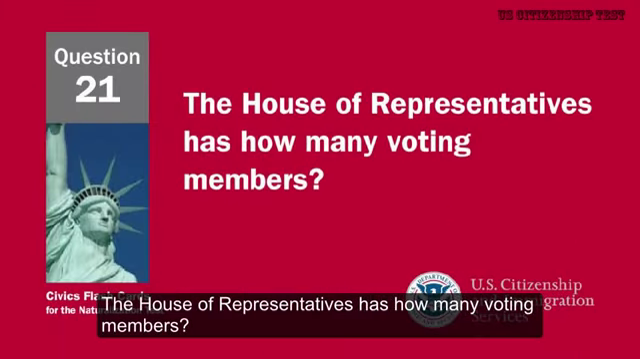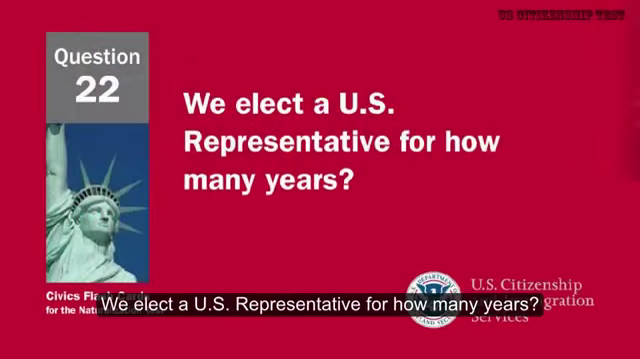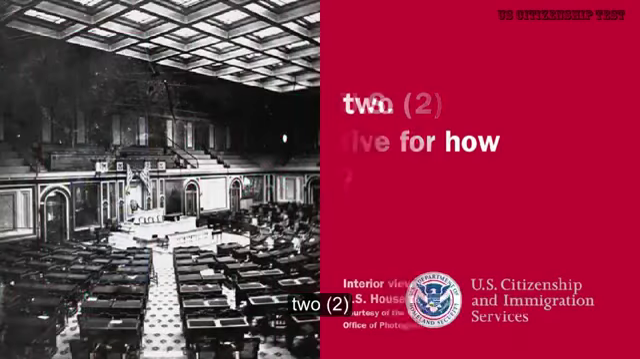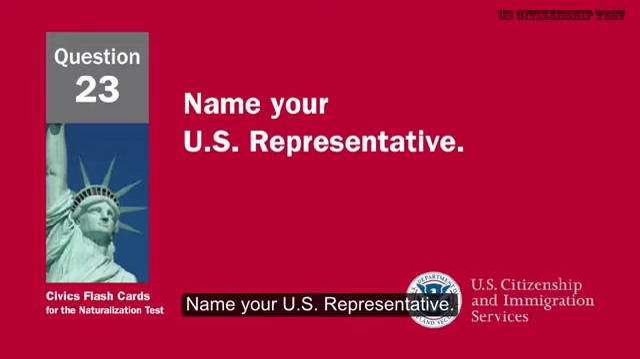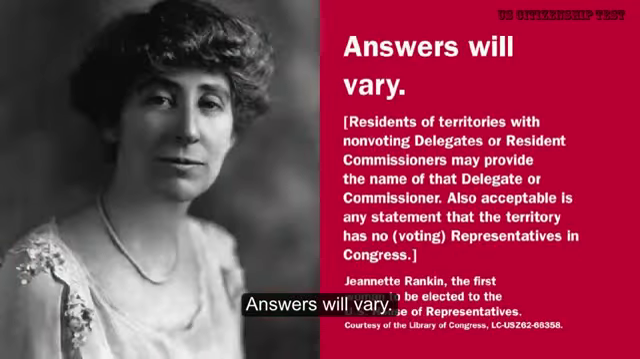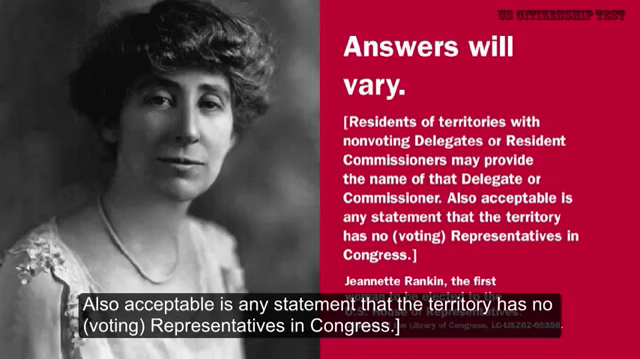The House of Representatives has how many voting members? 435. We elect a U.S. representative for how many years? 2. Name your U.S. representative. Answers will vary. Residents of territories with non-voting delegates or resident commissioners may provide the name of that delegate or commissioner. Also acceptable is any statement that the territory has no voting representatives in Congress.